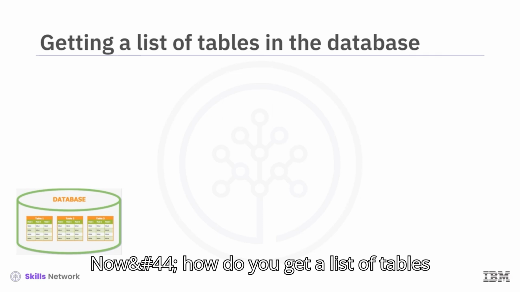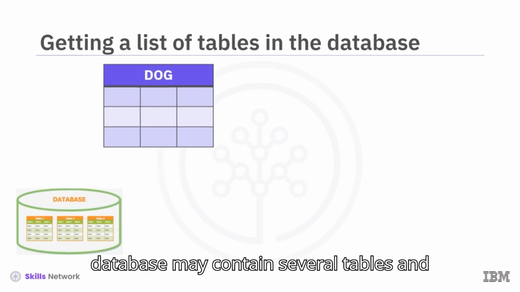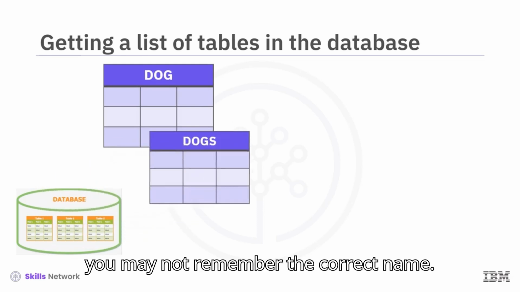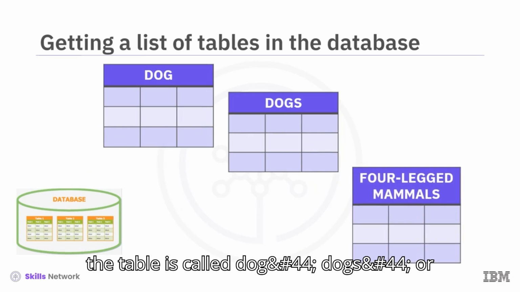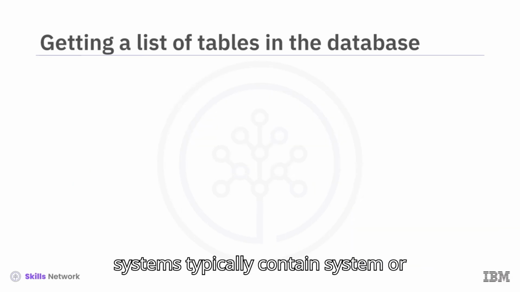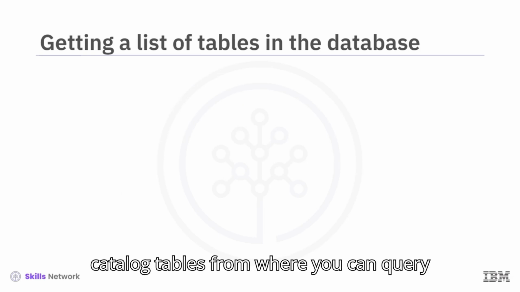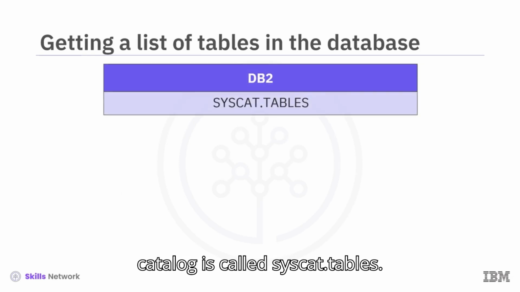Now, how do you get a list of tables in the database? Sometimes your database may contain several tables and you may not remember the correct name. For example, you may wonder whether the table is called dog, dogs, or four-legged mammals. Database systems typically contain system or catalog tables from where you can query the list of tables and get their properties. In DB2, this catalog is called syscat.tables.